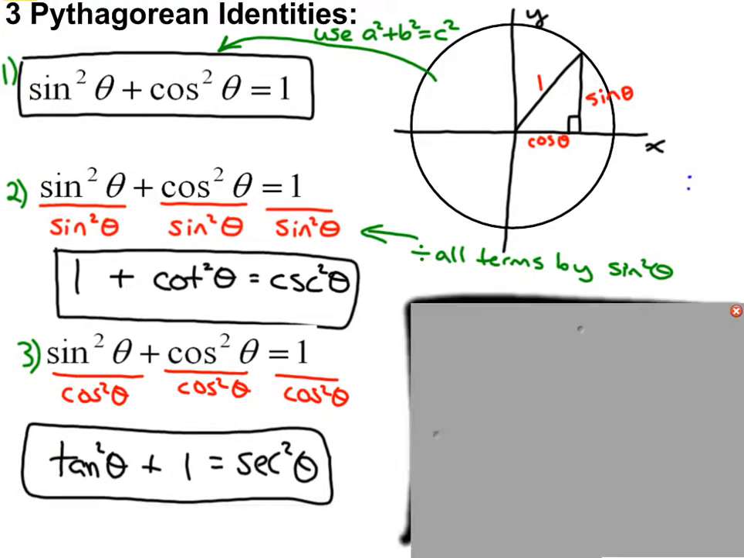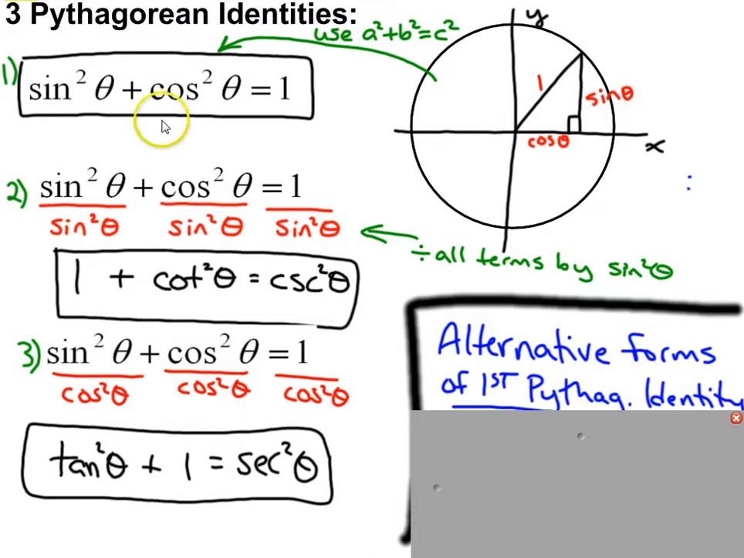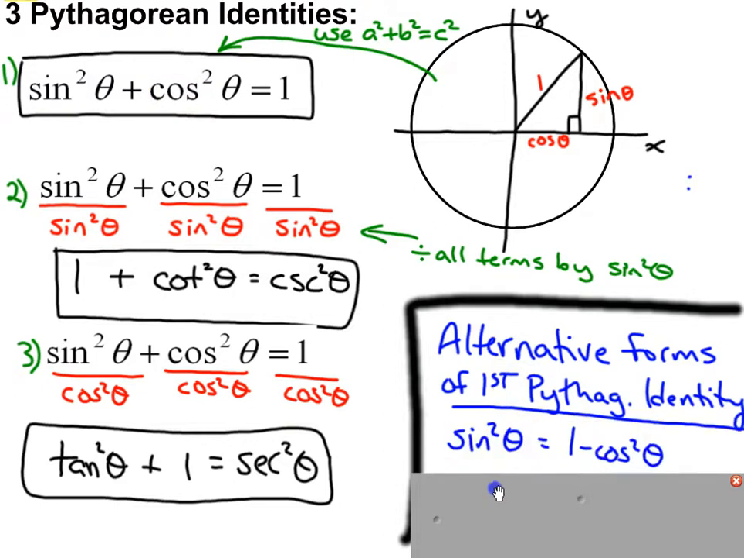Finally, there are 2 alternate forms of the first Pythagorean identity. This Pythagorean identity is so important that sometimes we like to rewrite it so that cosine squared theta is all by itself, or sine squared theta is all by itself. So let's think about what math I would need to do. If I wanted sine squared theta to be by itself, and I want to get rid of the addition of cosine squared theta, what math would I do to achieve that? And hopefully you said, well, you'd get rid of the addition by subtracting. So if I subtracted cosine squared theta from both sides, I'd get this version.